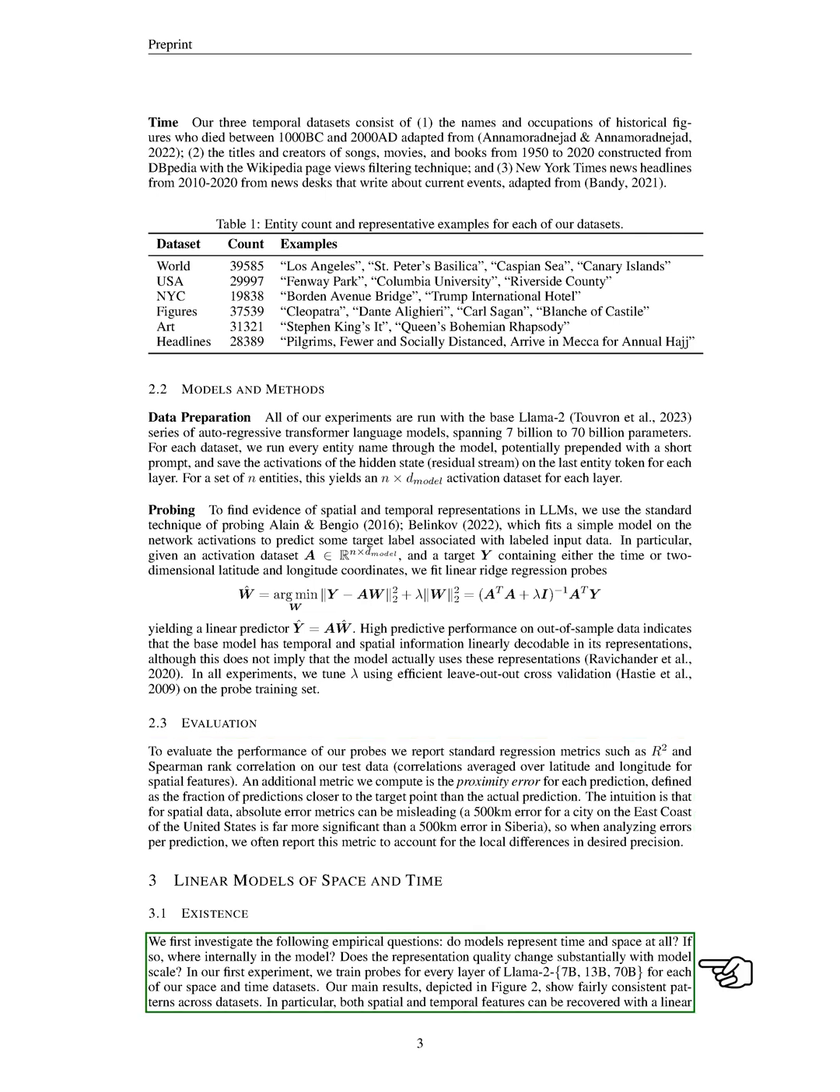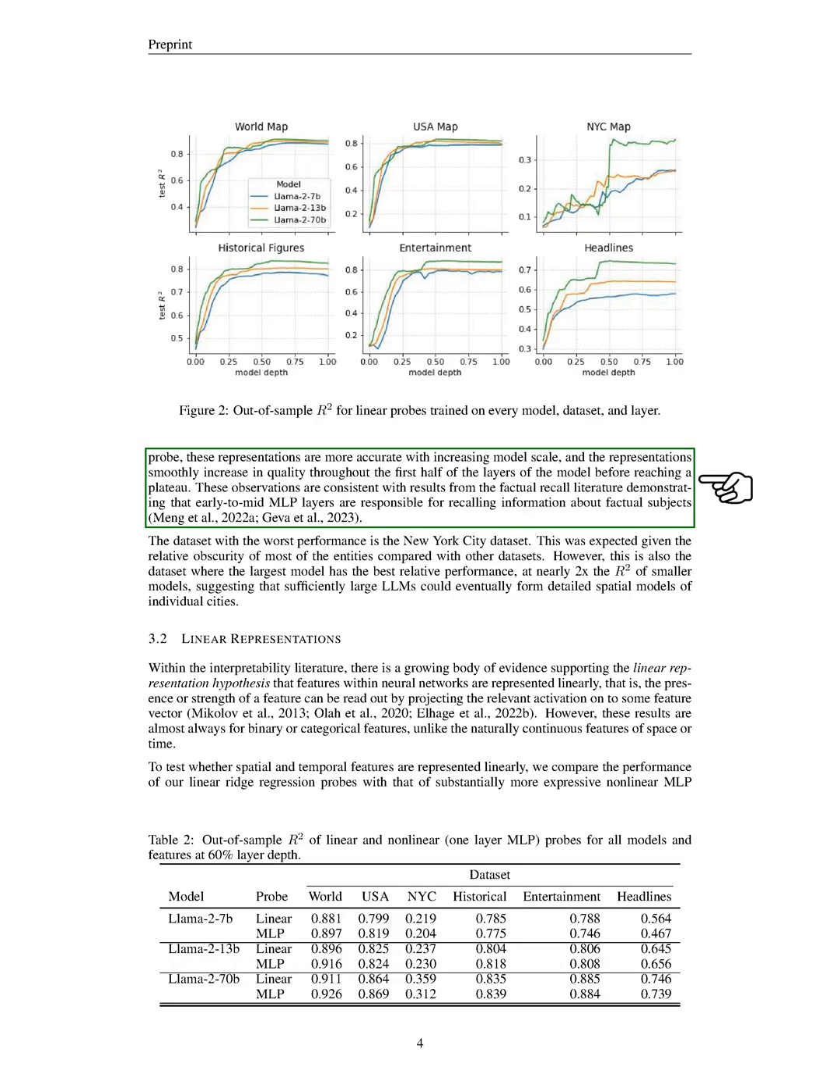We first asked whether the models represent time and space at all, where in the model they do so, and whether the representation quality changes with model scale. We trained probes for every layer of Llama 2 for our space and time datasets. Our results showed that both spatial and temporal features can be recovered with a linear probe, and these representations become more accurate with increasing model scale. The representations also improve in quality throughout the first half of the model's layers before plateauing.